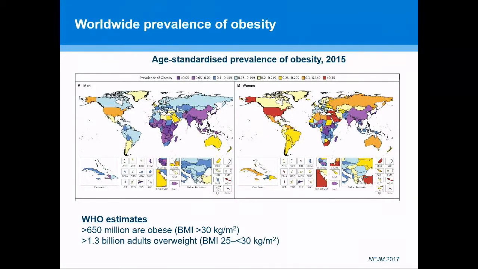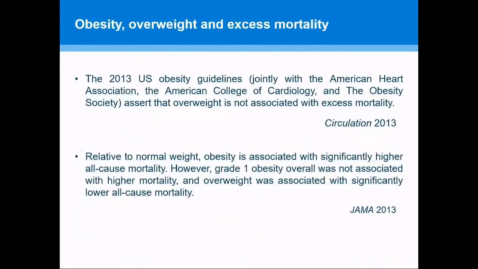According to the WHO, there are about 650 million obese people, when we define obese as a BMI above 30 kilograms per meter squared. About 1.3 billion adults are overweight, meaning a BMI between 25 and 30 kilograms per meter squared.